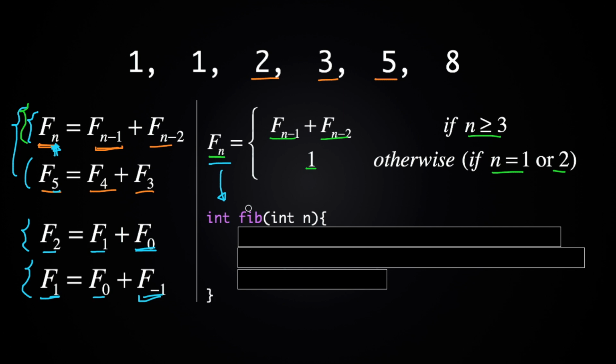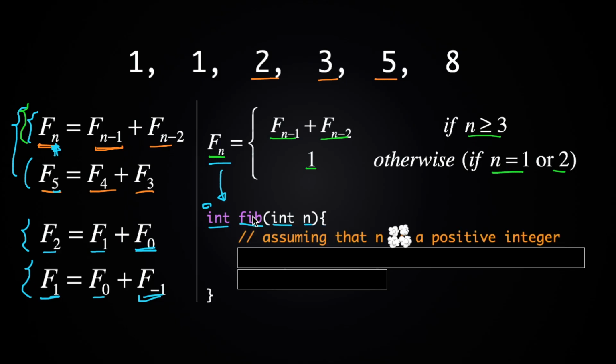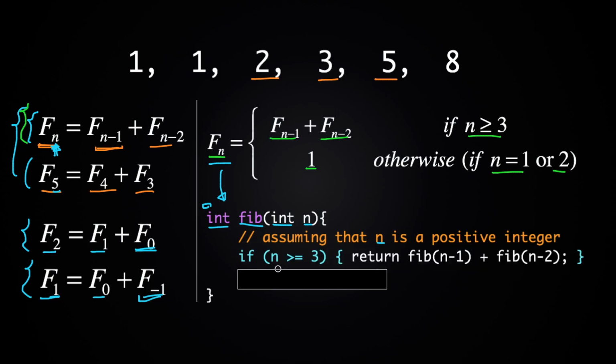I just wrote here int fib int n, and this just means we're going to define a function called fib, which is going to return an integer, and then it's going to take n, which is an integer, as an argument. And then inside this function, I'm just going to first of all assume that the given n is a positive integer just for simplicity. And then after that, I'll say if n is greater than or equal to 3, then return the sum of the two previous Fibonacci numbers, fib of n minus 1 and fib of n minus 2. And otherwise, n is equal to 1 or 2, so we're just going to return 1 from this function.